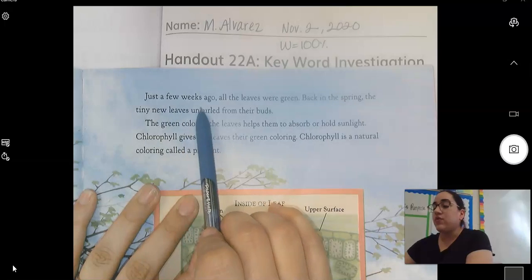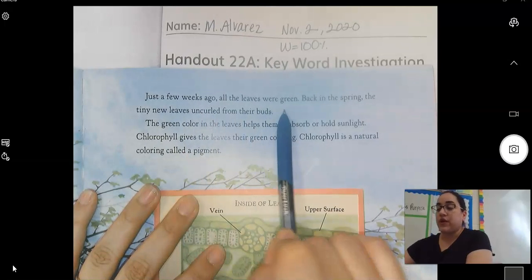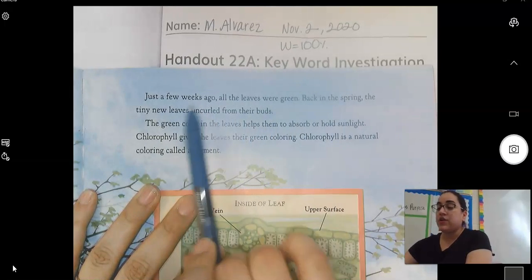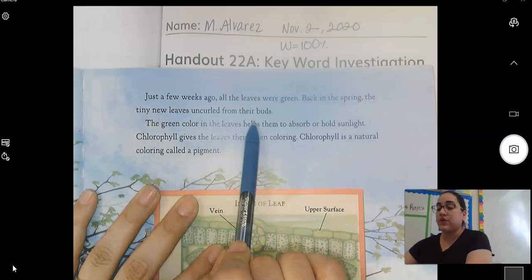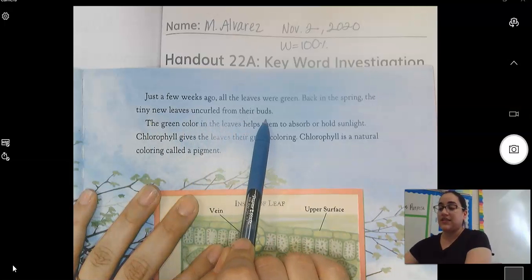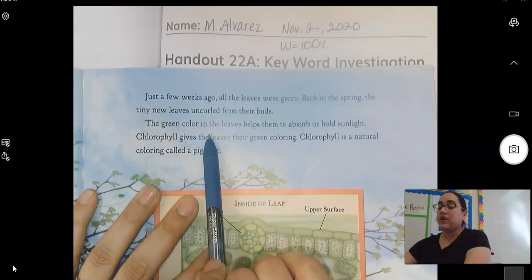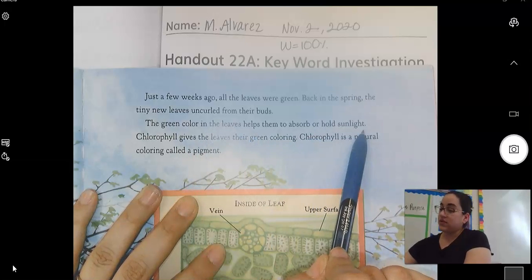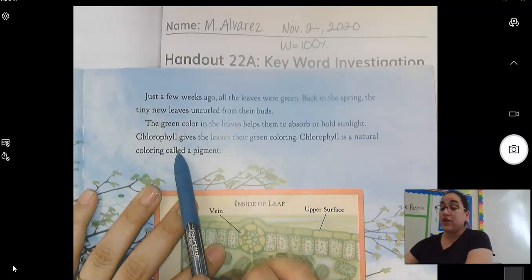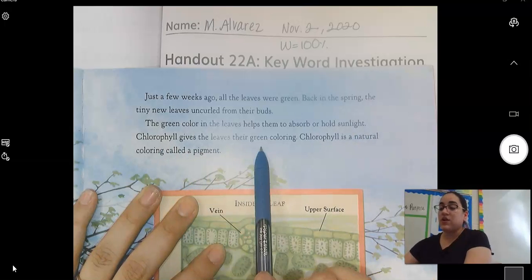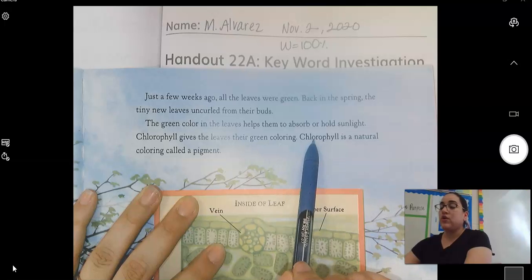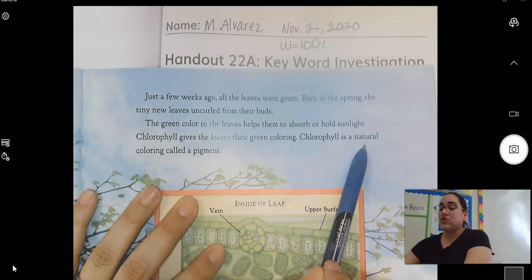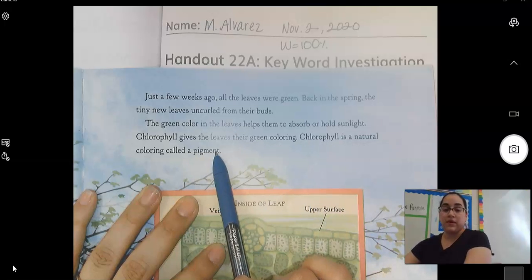Just a few weeks ago, all the leaves were green. Back in the spring, the new tiny leaves uncurled from their buds. The green color in the leaves helps them to absorb and hold sunlight. Chlorophyll gives the leaves their green coloring. Chlorophyll is a natural coloring called pigment.